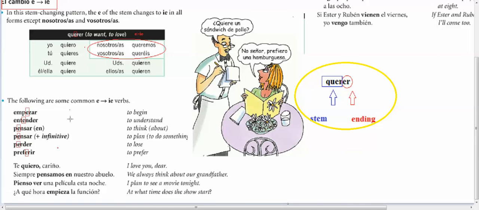Okay, I've gone ahead and put a red box around all the E's that change. These E's have to change to an IE before you add the either AR, ER, or IR endings to them when you conjugate them for everywhere but nosotros and vosotros, because you can see the example up here. Yo quiero, tú quieres, usted quiere, él, ella quiere, nosotros queremos, vosotros queréis, ustedes quieren, ellos, ellas quieren.